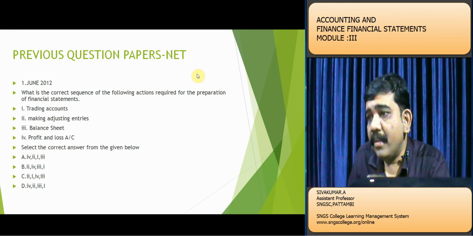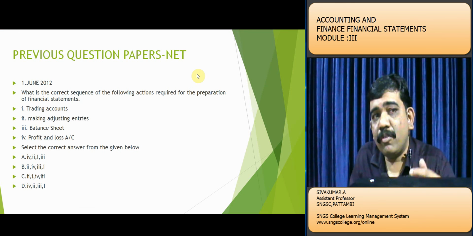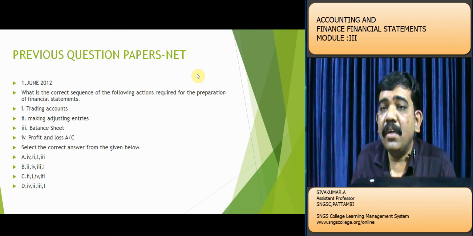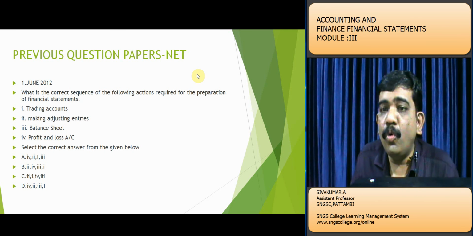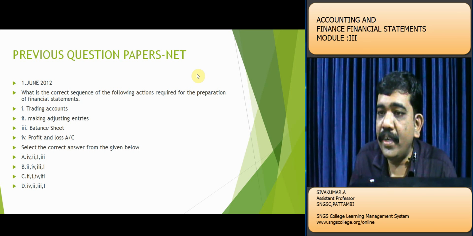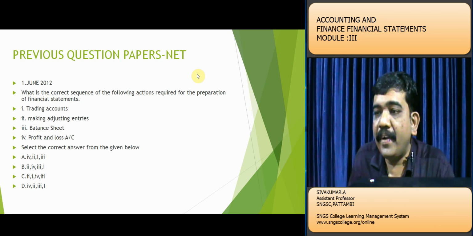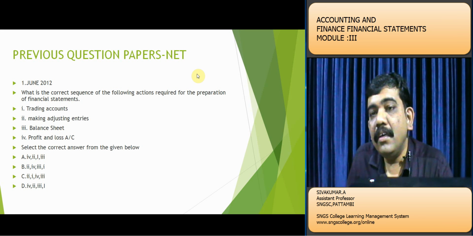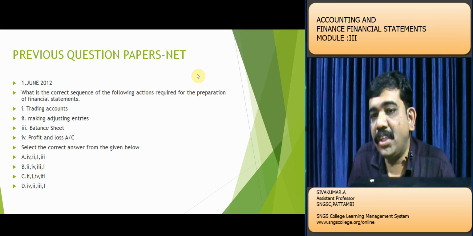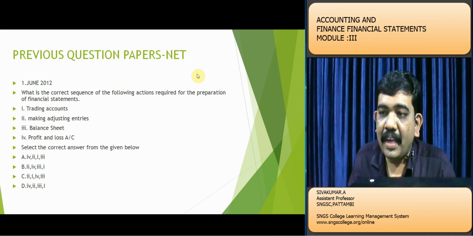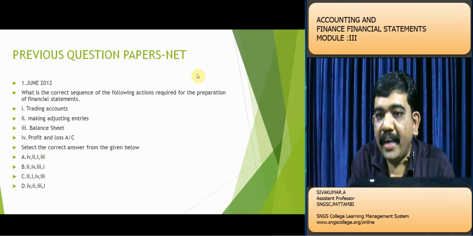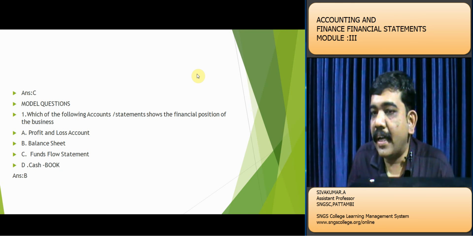Then we have to look at the previous question papers of the NET examination. There is a question from the June 2012 NET examination. The question is, what is the correct sequence of the following actions required for the preparation of financial statements? The options are: first, trading account; second, making adjusting entries; third, balance sheet; fourth, profit and loss account. Select the correct answer from the options given below. The correct answer is option C.